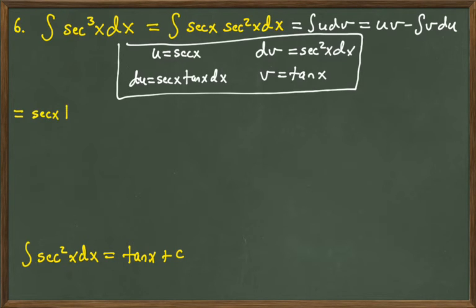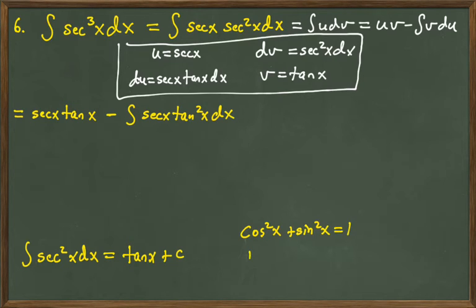So this is going to be secant x tangent x minus the integral of secant x tangent squared x dx. Now if we take cosine squared x plus sine squared x is equal to 1, and we divide everything by cosine squared, cosine squared divided by cosine squared is 1. Sine squared divided by cosine squared is tangent squared. And 1 divided by cosine squared is secant squared.